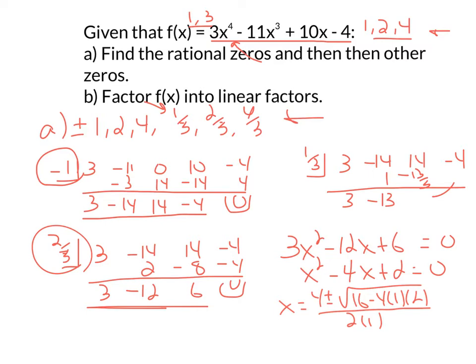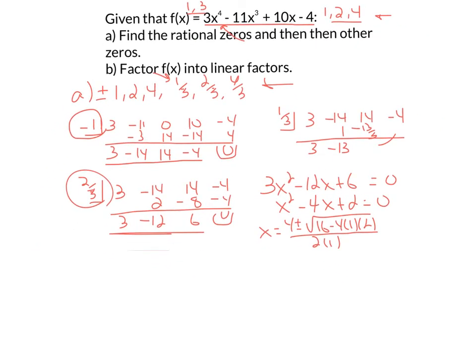I need to make myself some more room here. And so I get this. I get x equals 4 plus or minus square root of 8 over 2. 8 you can break down like this. 8 is really 2 times 2 times 2. And then I can take 2's out everywhere. So that gives me 2 plus or minus square root of 2 when you simplify that.